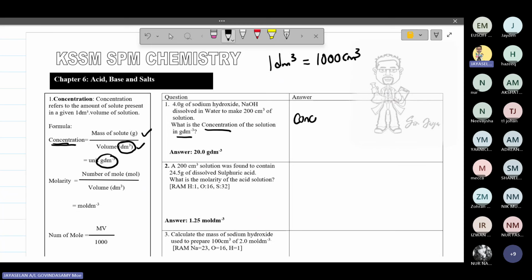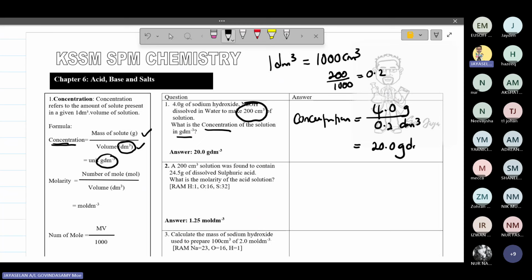So you put here concentration. The mass is 4.0, you put gram here. The volume must be converted; you cannot put it directly like this. Then they tell you the answer comes out from this, so the paper is easier. Make sure to remember to convert the volume. How to convert? 200 divided by 1000, you will get 0.2. So you put 0.2 dm power 3. Calculator answer: 20.0 or 20 gram dm negative 3. So finished. Any question?